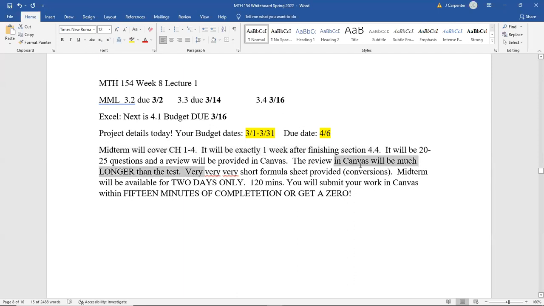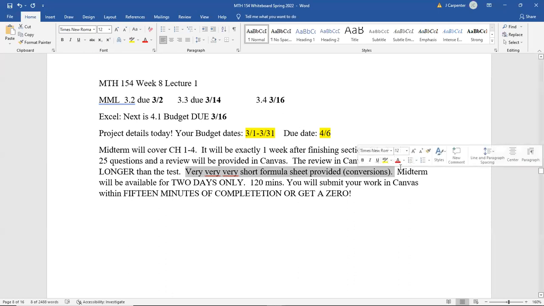I also put an extremely short formula sheet in that review section that you can use. It is just a couple of conversion formulas because I said you have to memorize anything having to do with time. You have to memorize all those basic formulas we've gone over throughout the semester, like weighted average, how to calculate, all sorts of different things that I'm not going to talk about right now.